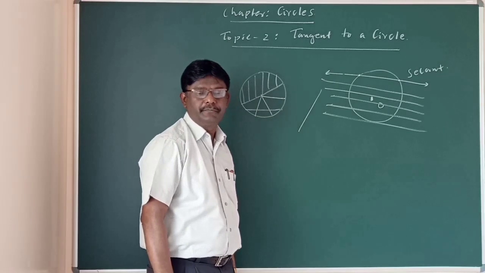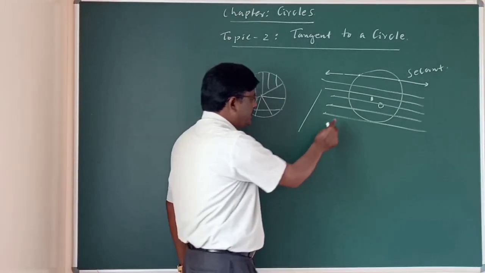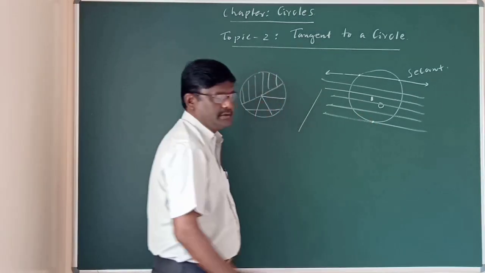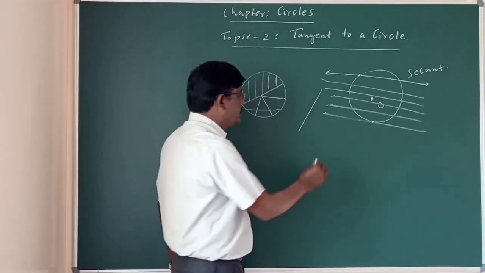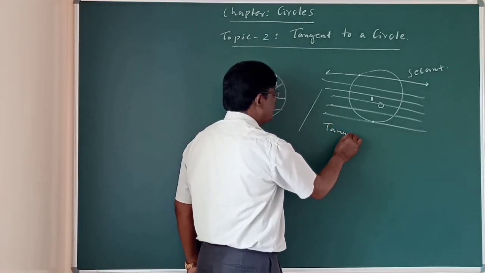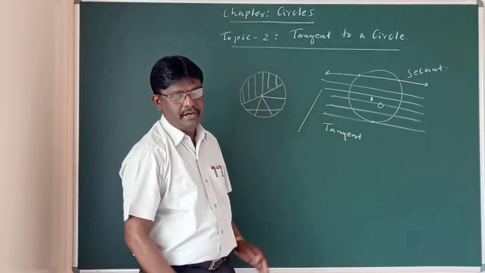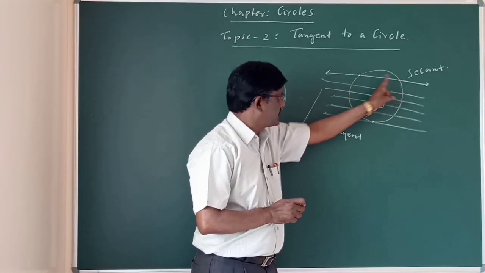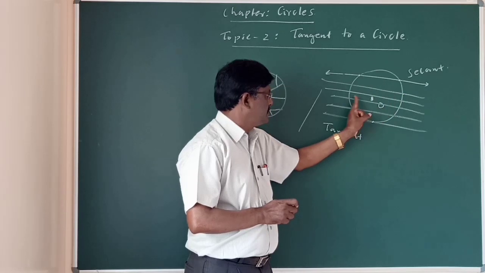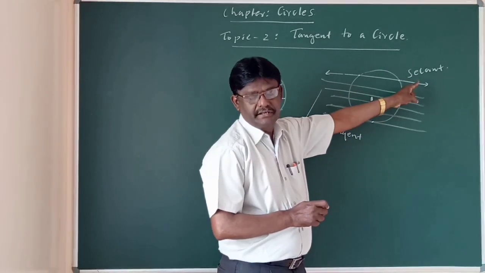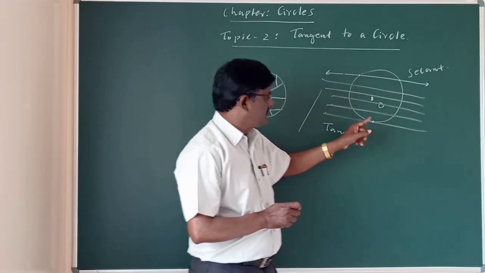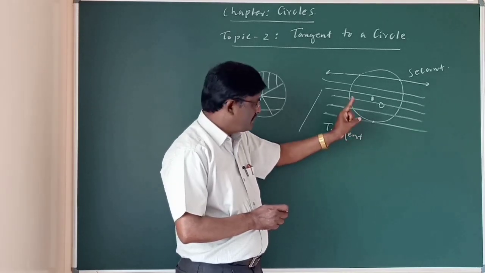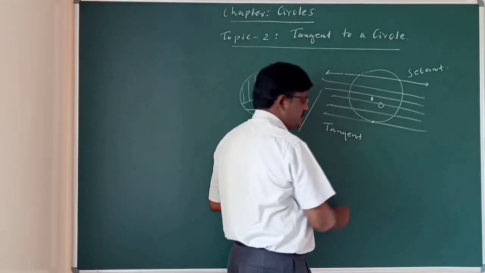While doing so, we observe a line that touches the circle at one and only one point. Such a line, we say tangent. I hope now it is clear. A line that intersects a circle at two distinct points, we say secant. A line that touches the circle, a line that meets the circle at only one point, we say tangent.